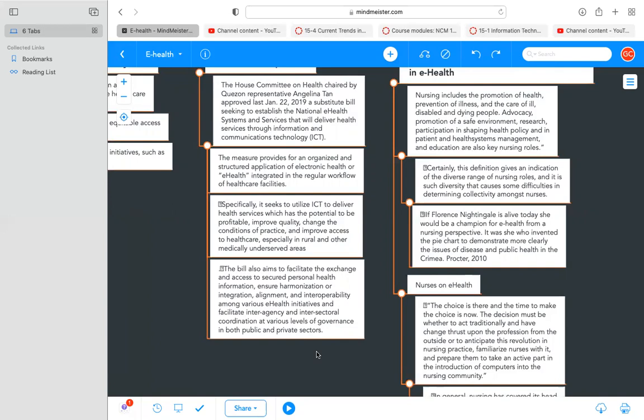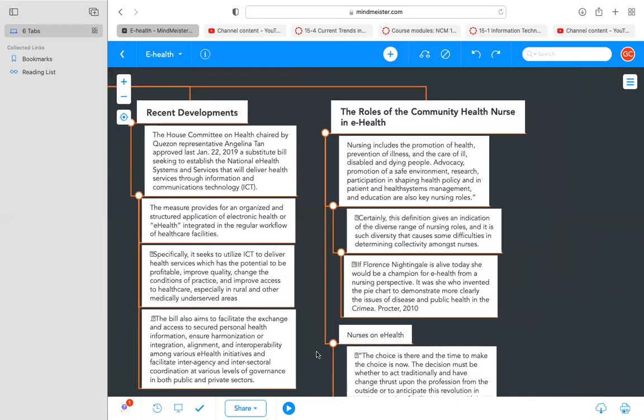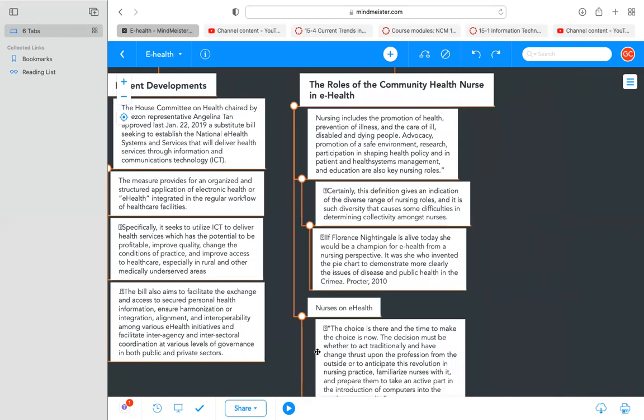So what is the implication of this bill? It only means that all e-health activities are now supported by the law, which also means that a corresponding budget can be allocated by the government on e-health strategies for the benefit of the people. Okay, so what is the role now of the community health nurse in e-health?